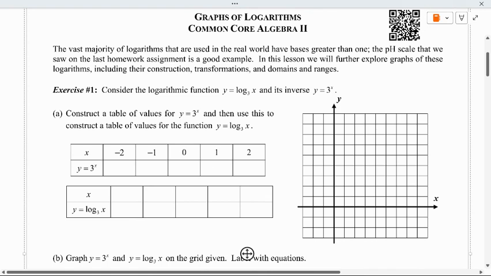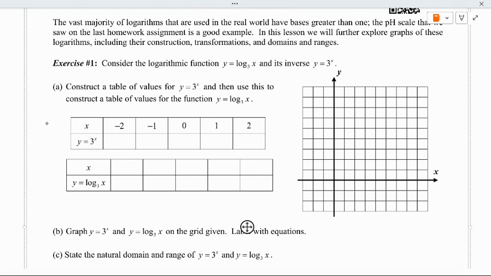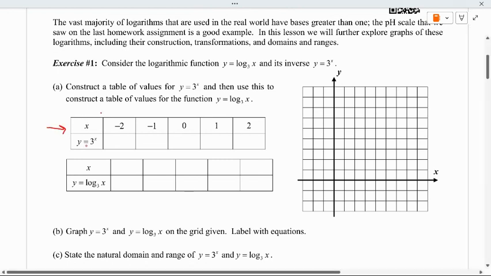Okay. So if x is negative 2, we're filling out our table using y equals 3 to the power of x. 3 to the negative 2 power is the same thing as 1 over 3 squared, which is 1/9. 3 to the negative 1 power is 1 over 3 to the first power, which is 1/3. 3 to the 0 power, any number other than 0 to the 0 power, is 1. 3 to the first is 3, and 3 squared is 9.